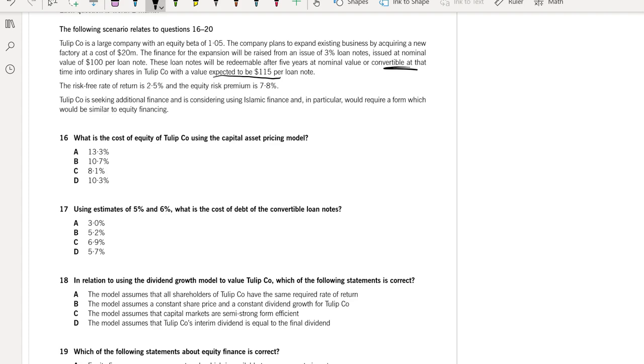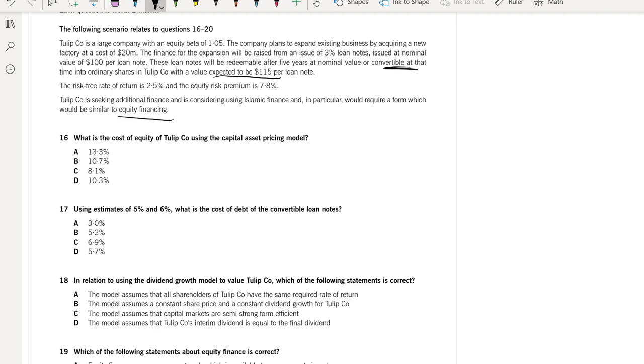The risk-free rate is 2.5, the equity risk premium is 7.8. The company is seeking additional finance and is considering using Islamic finance, and in particular would require a form which would be similar to equity financing. If you remember from Islamic finance, Mudarba is a kind of finance that is equivalent to equity financing.